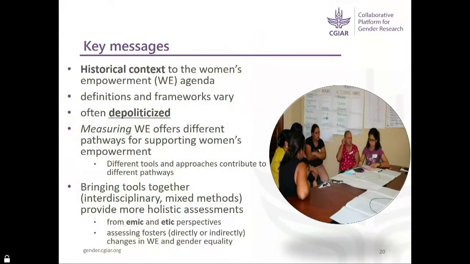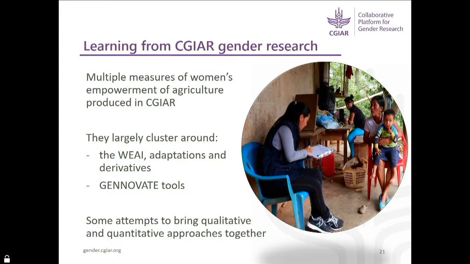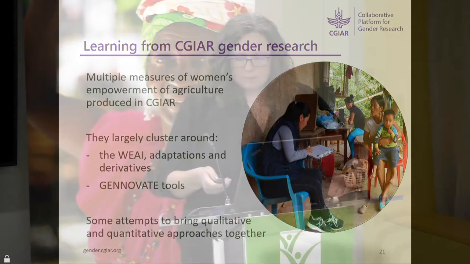In this chapter, we argue that measuring women's empowerment offers different pathways for supporting women's empowerment, that different tools and approaches contribute to these different pathways, and that bringing together the tools can provide more holistic assessments. So we reviewed and analyzed different CGIAR approaches, as well as some partner organizations, and found that a lot of these tools cluster around the Women's Empowerment in Agriculture Index, or some variation of it, as well as some more qualitative tools in the GENNOVATE project. And then there are also attempts to bring these tools together in mixed methods.